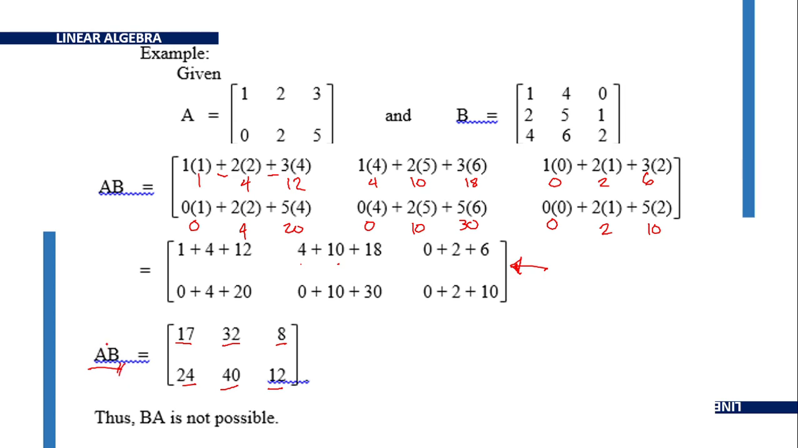Okay, so ito yung ating matrix AB. Sabi dito, thus BA is not possible. Bakit kaya? Bakit kaya BA is not possible?